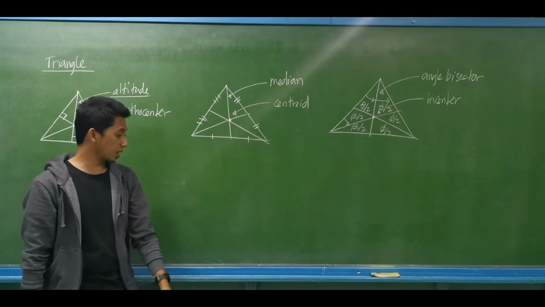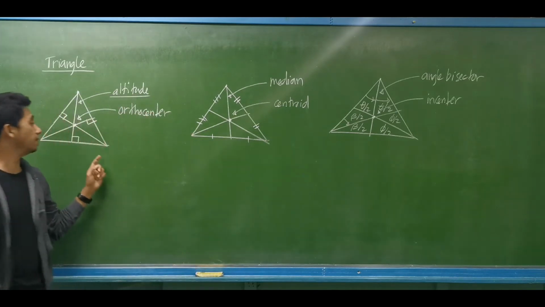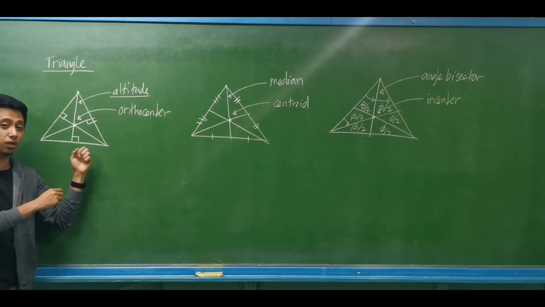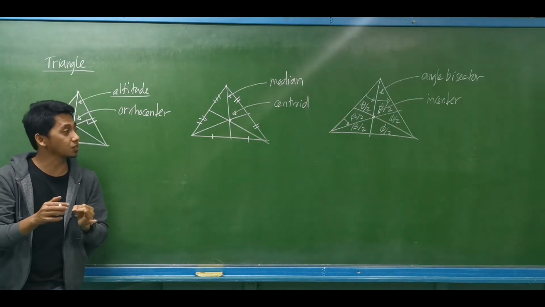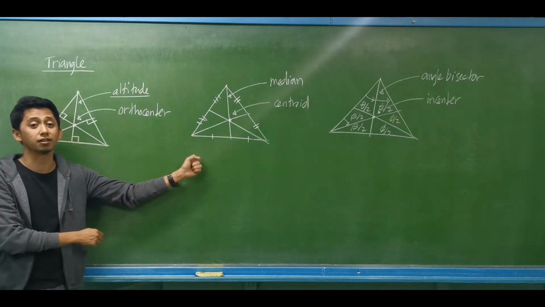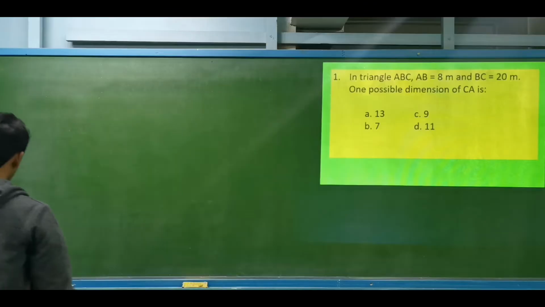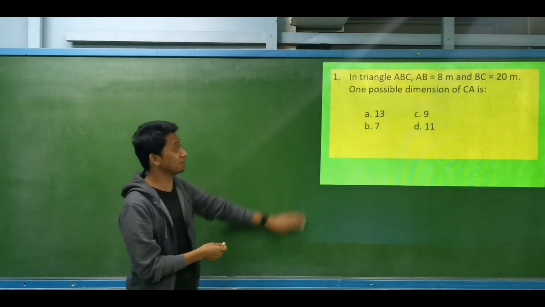So, may mga formula tayo dito, pero no need to memorize kasi ang nangyari lang naman, yung triangle dinivide lang sa mas maliit na triangle. So, therefore, applicable pa rin yung cosine law at saka sine law. So let's have examples on triangle. So let's have our first example.